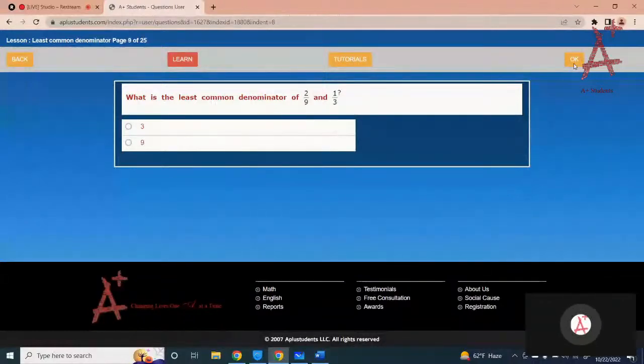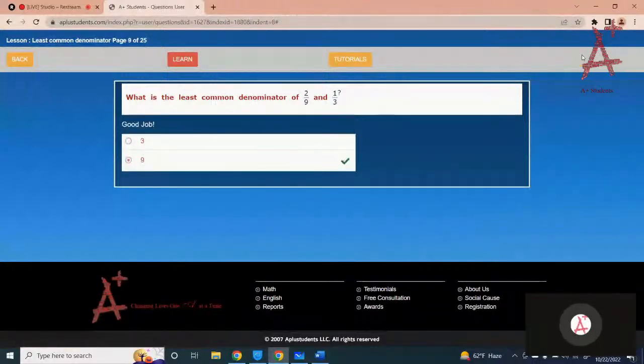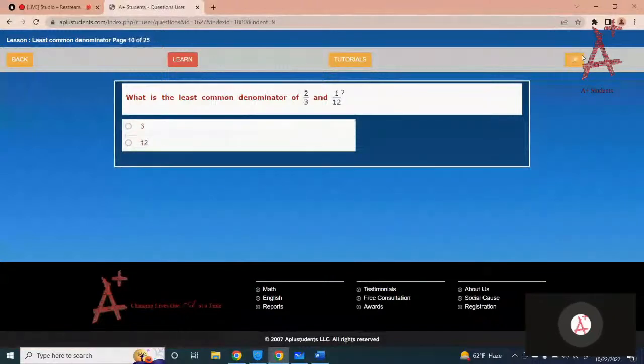Okay, what is the least common denominator of 2 by 9 and 1 by 3? Yes, it is 9. Got it? So select the correct option and then click on the OK button. Okay, so you can complete the test by yourself later today. So we have done. Just click on the back button.